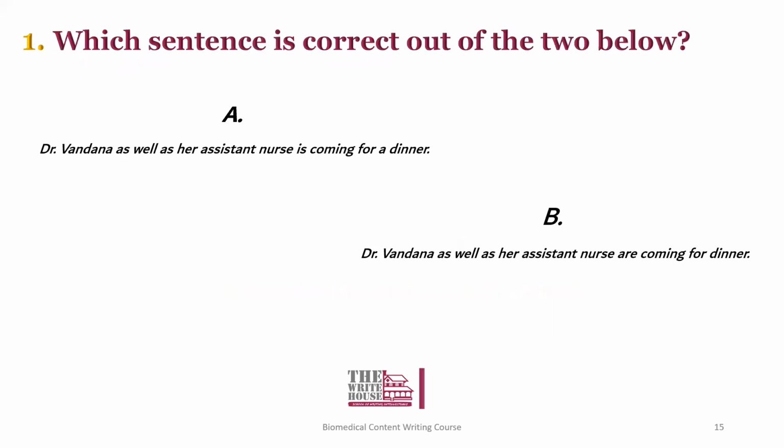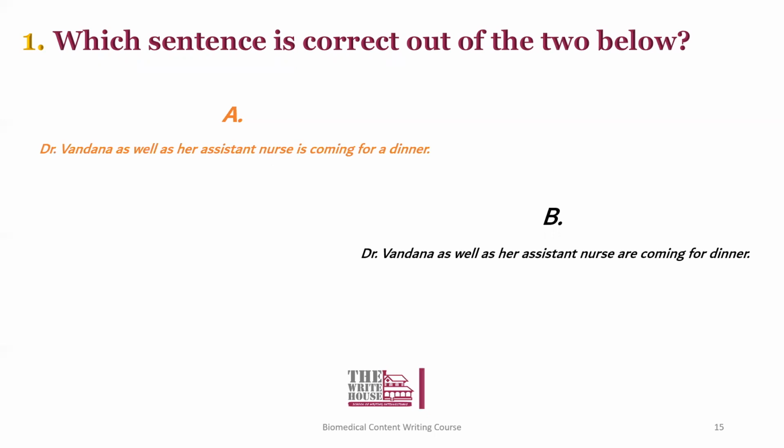Now, out of these two sentences, which sentence is correct out of the two below? Sentence A says Dr. Vandana as well as her assistant nurse is coming for a dinner. And sentence B says Dr. Vandana as well as her assistant nurse are coming for the dinner. If you carefully see, it feels like B is correct, because Dr. Vandana as well as her assistant nurse, they are two people, so they are coming for the dinner. But if you go correct with your writing, sentence A is the correct version.